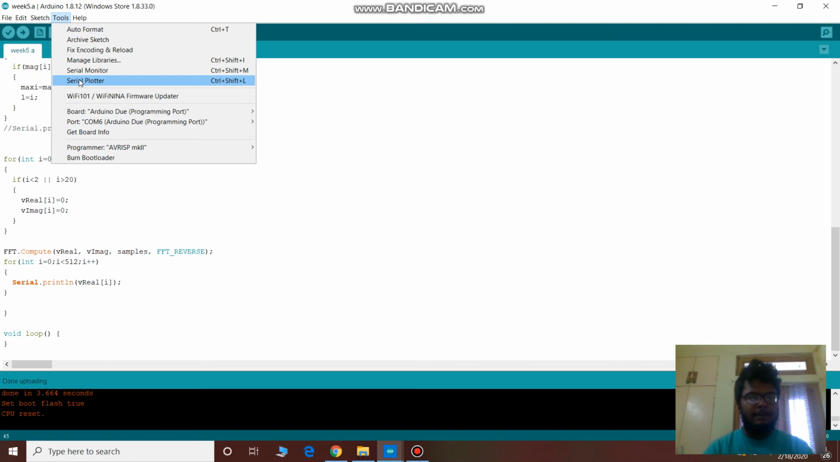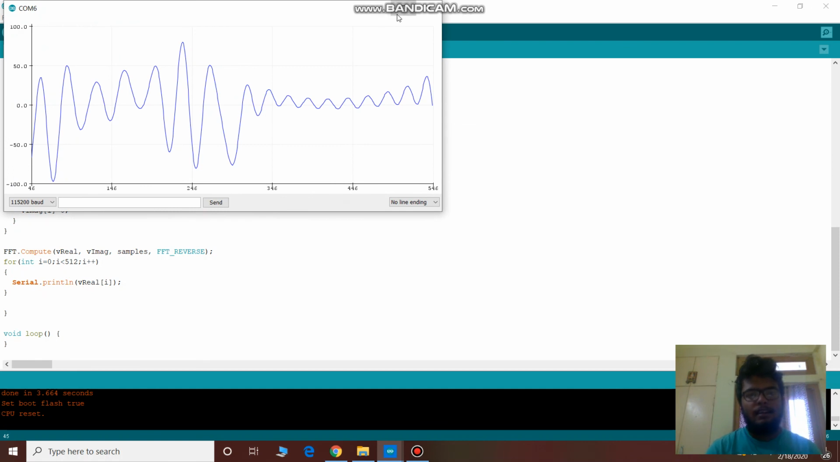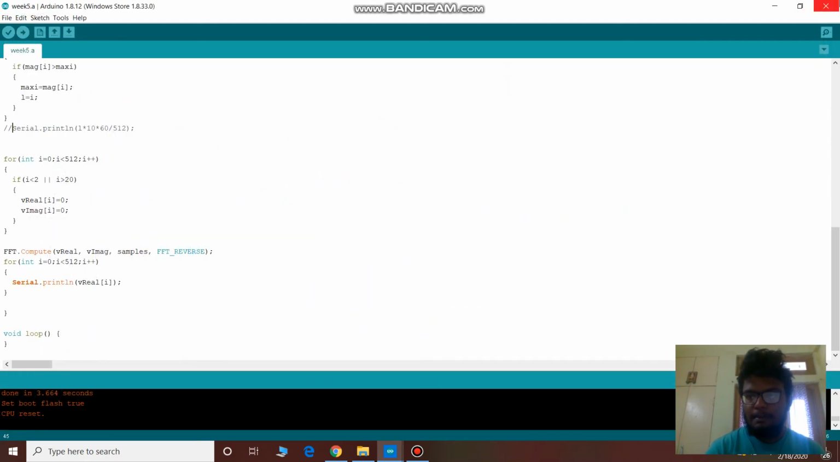I have already calculated the respiration rate. You have seen that it is 16. Now I'm plotting this respiration signal. From the input signal, if we separate out only the respiration signal, it will look like this. So with the help of this FFT, you can calculate both the respiration rate and the heartbeat pulse rate. Thank you.